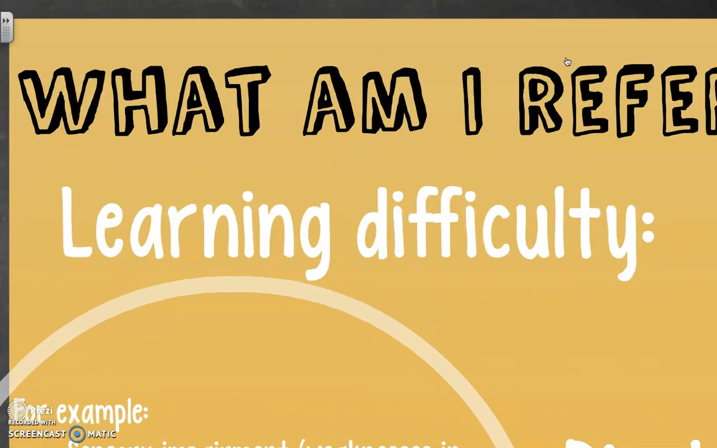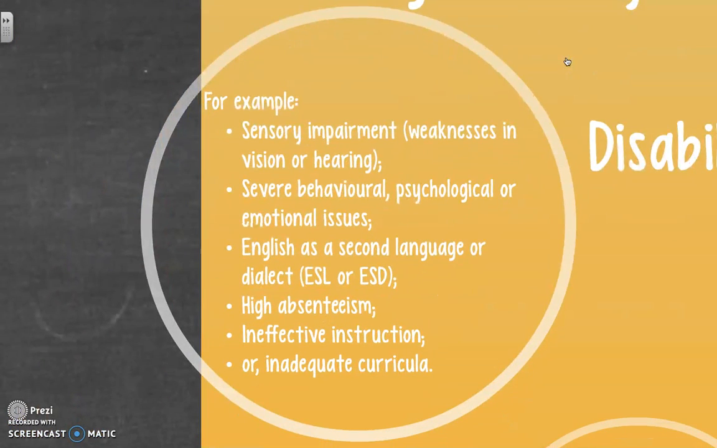Learning difficulty. Students with learning difficulties underachieve academically for a wide range of reasons, including factors such as the ones I've listed here: sensory impairment, severe behavioural, psychological or emotional issues, having English as a second language, high absenteeism, ineffective instruction or inadequate curricula. These students have the potential to achieve at age-appropriate levels once they're provided with programs that incorporate appropriate support and instruction. So that's that differentiation we refer to.